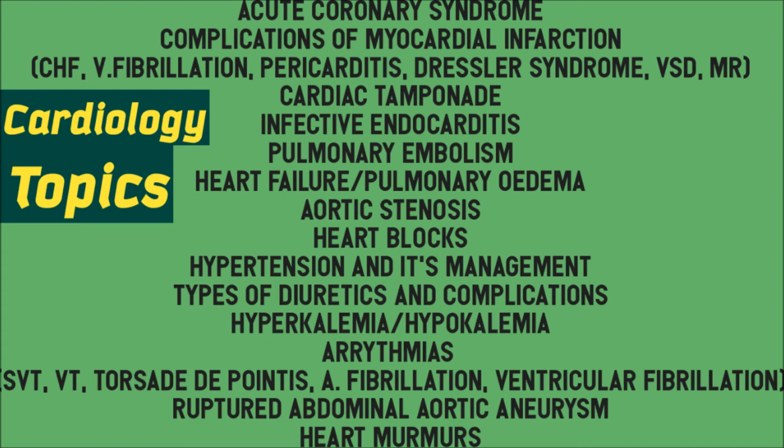Okay guys, this is a very important topic. Now we are going to discuss heart murmurs. Please keep in mind that a murmur is basically an abnormal heart sound. There are two major vessels: one is the aorta, the other is the pulmonary trunk. In the aorta we have the aortic valve, and in the pulmonary trunk we have the pulmonary valve.